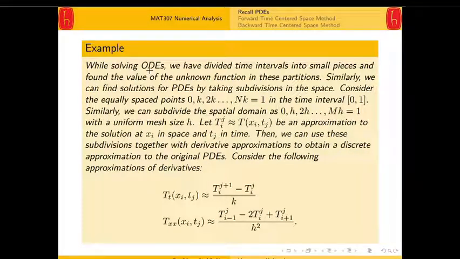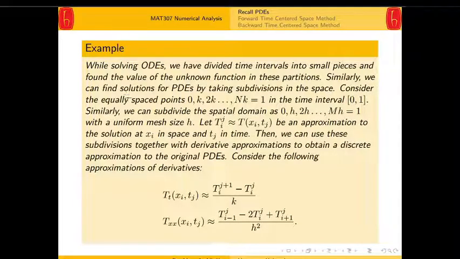While solving ODEs, we divided the time interval into small pieces, like sub-intervals, and found the values of the unknown function in these partitions. Similarly, we can find solutions for PDEs by taking subdivisions in the space as well.